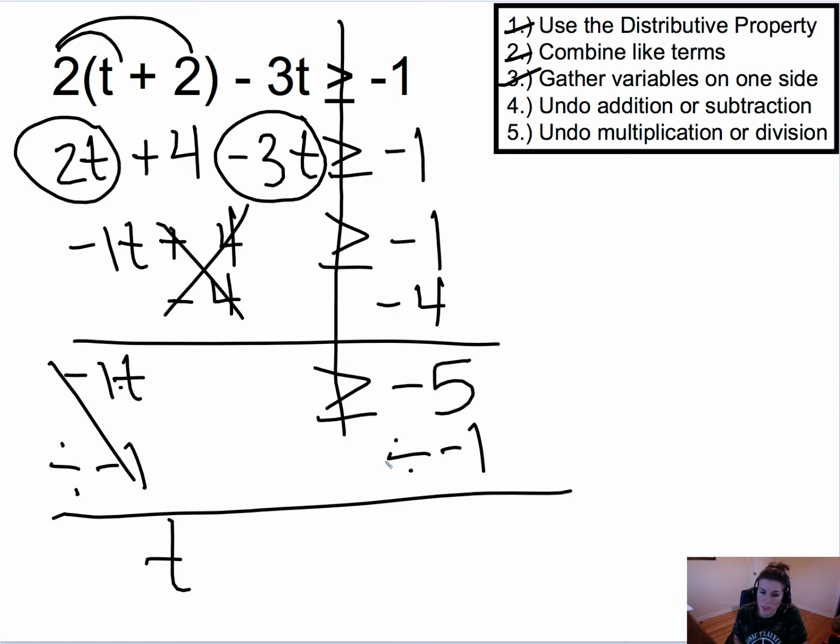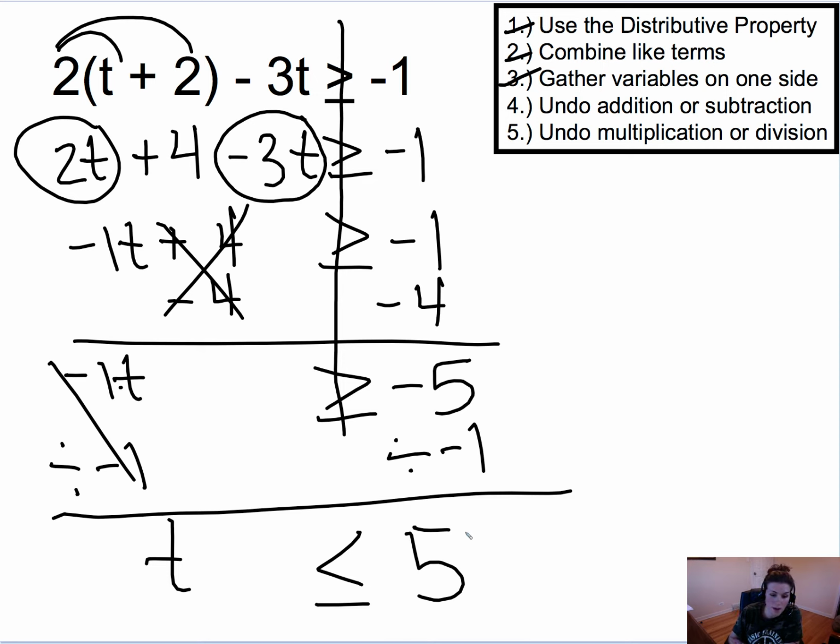But before you do this last step, ask yourself, did we multiply or divide? Yes. Did we multiply or divide by a negative number? Yes, we did. We divided by negative 1, so my sign will flip. And then negative 5 divided by negative 1 is positive 5. So the answer here is t is less than or equal to 5.